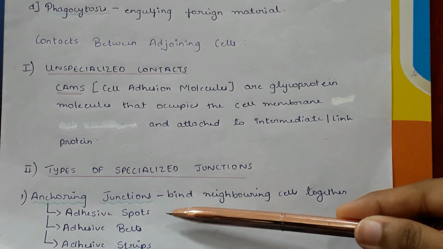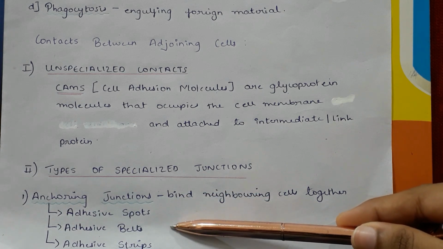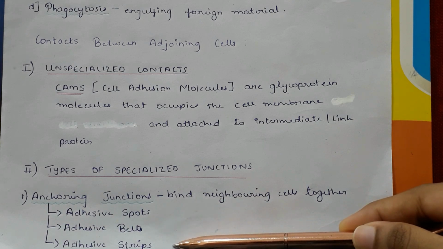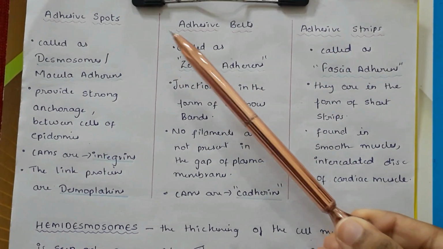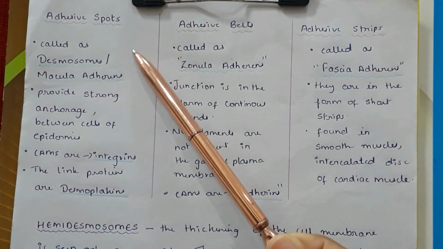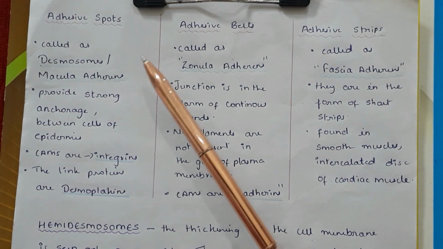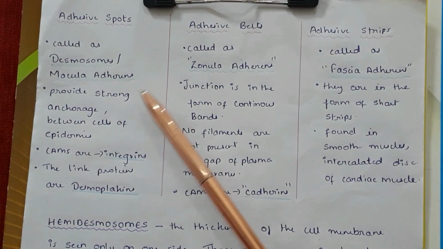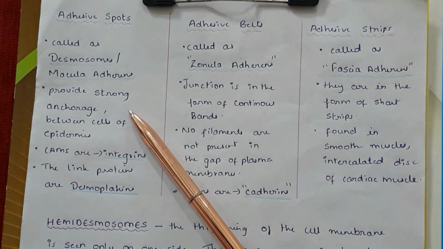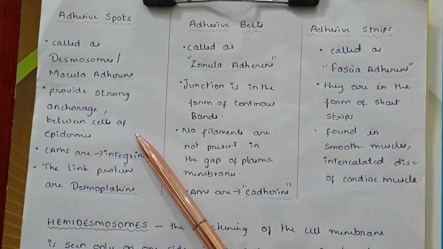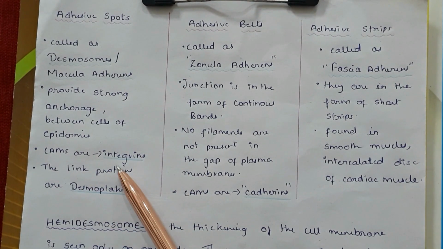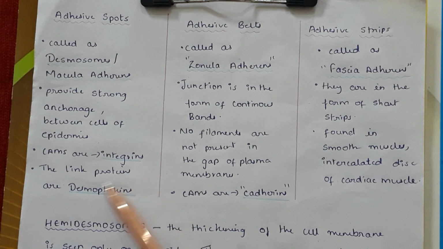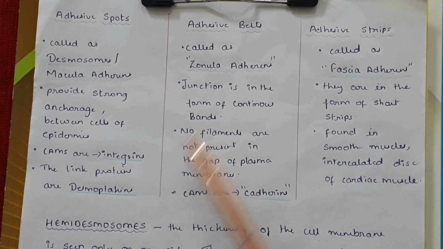Under this we have adhesive spots, adhesive belts and adhesive strips. Adhesive spots. These are called desmosomes or macular adherents. They provide strong anchorage between the cells of the epidermis. The CAMs are integrins. The link proteins are desmoplakins.